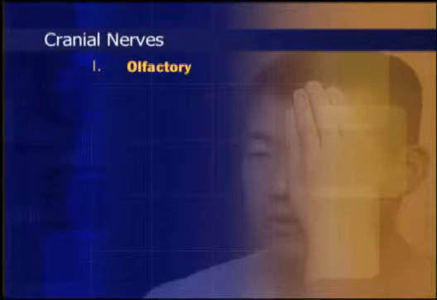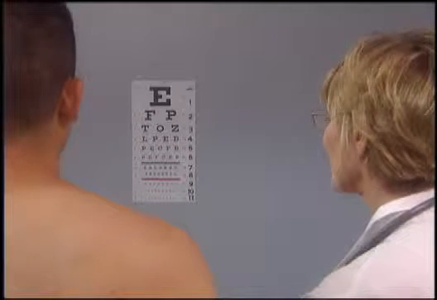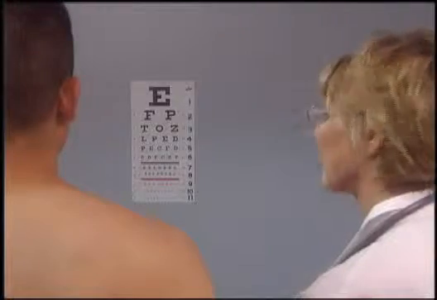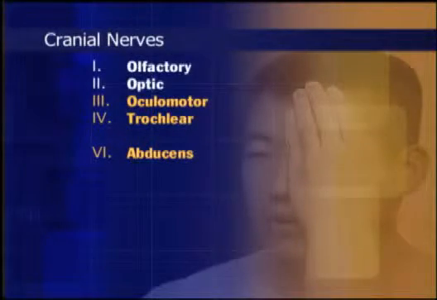Cranial nerve 1, the olfactory nerve, is typically not tested unless a neurological problem is suspected. In the head-to-toe assessment, cranial nerve 2, the optic nerve, can be assessed with a test for visual acuity. Good. Cranial nerves 3, 4, and 6 control extraocular movement.